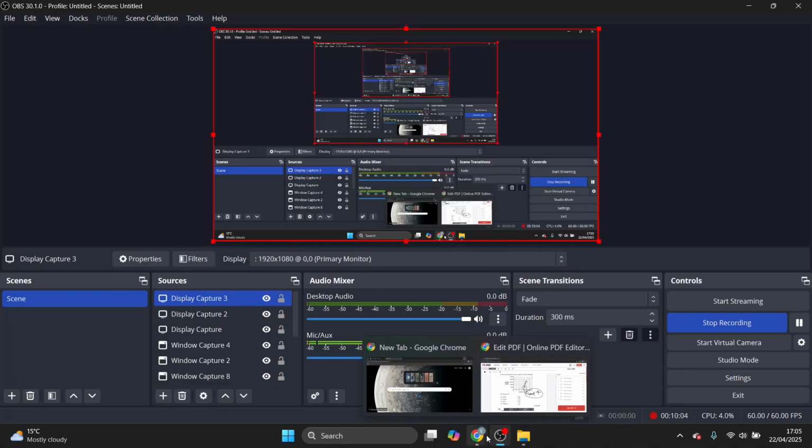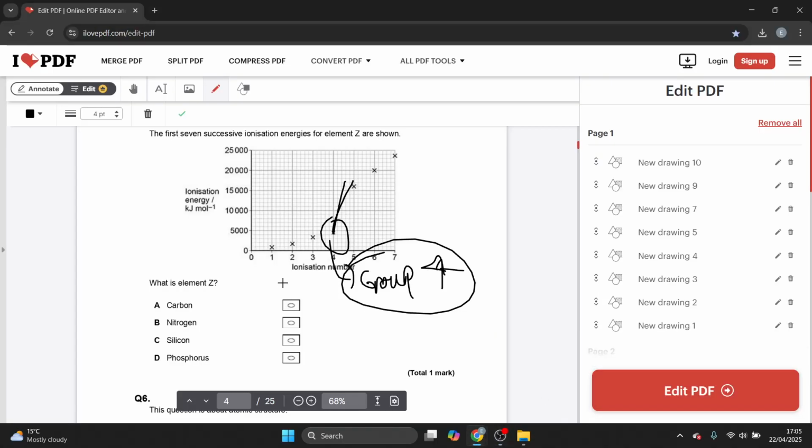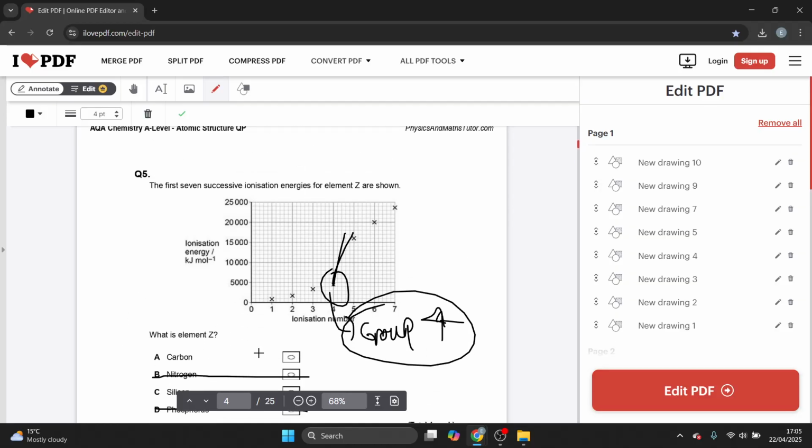Therefore, it can't be phosphorus because that's in group 5. It can't be nitrogen because that's also in group 5. So I'm left with carbon and silicon. But how would I differentiate between these? Good question. If you look at the bottom of the scale, the ionization number tells you the number of electrons. That's when one electron is being removed, that's when two, that's when three, that's when the fourth electron is being removed from the outer shell.